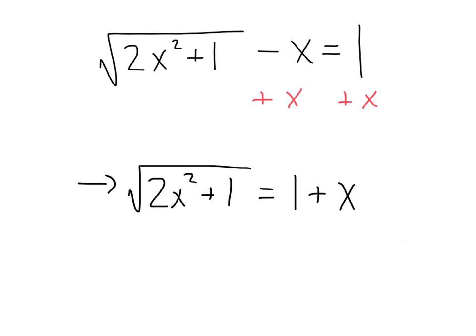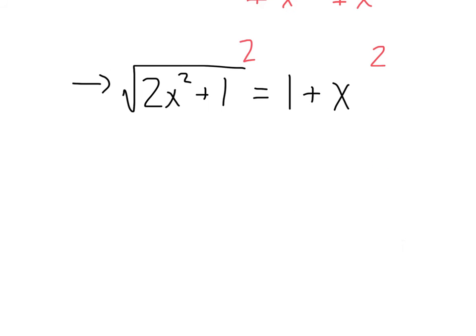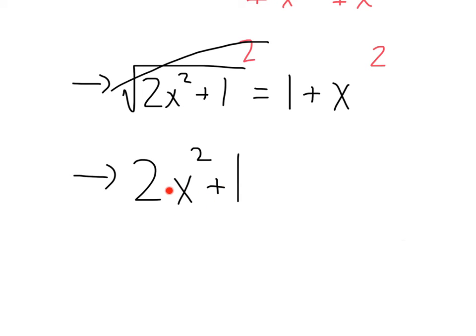For those of you that said square both sides, you're absolutely right. And for those of you that didn't try because you knew I was going to tell you, I'm disappointed. I expect better. Anyway, no matter what you did, this square and square root is going to cancel out, giving us 2x squared plus 1.